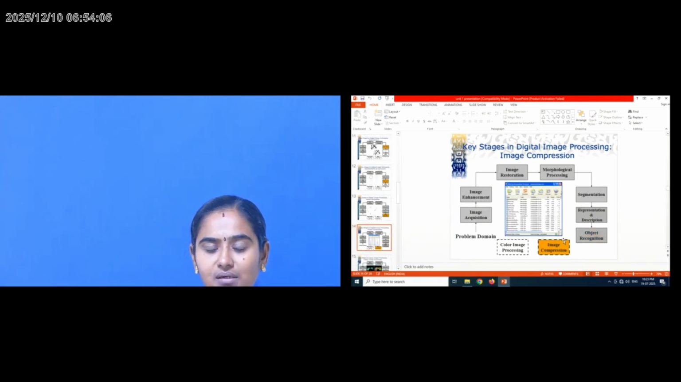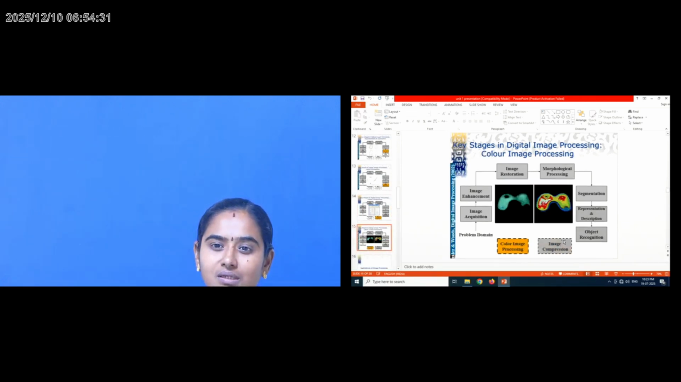Then this is the compression of images. Generally an image is a large volume of data. We won't store this large volume of data in the same format in our resources like hardware. That is why we need to reduce the image size using image compression techniques. Then these are color images: how we segregate the colors, RGB, grayscale, how to segregate the image colors from the given input images.